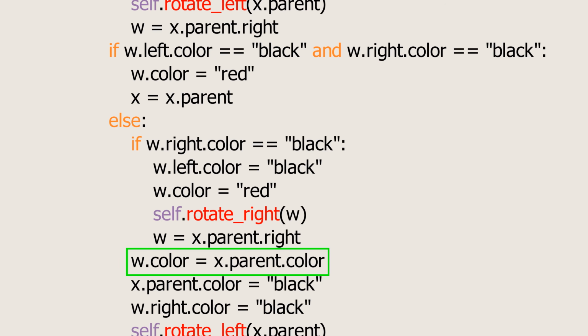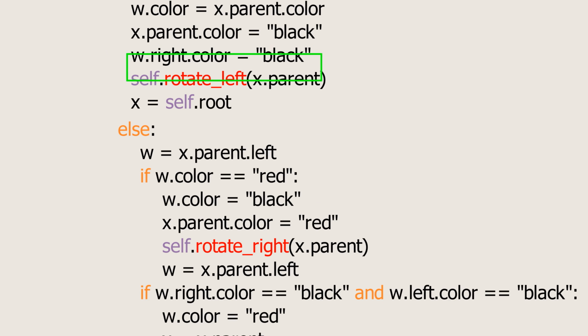Next, if the right child of the sibling is red, we recolor the sibling to match the parent's color, recolor the parent to black, and recolor the sibling's right child to black. Then, we perform a left rotation on the parent to restore balance and set x to the root, which terminates the process, as the tree is now balanced.